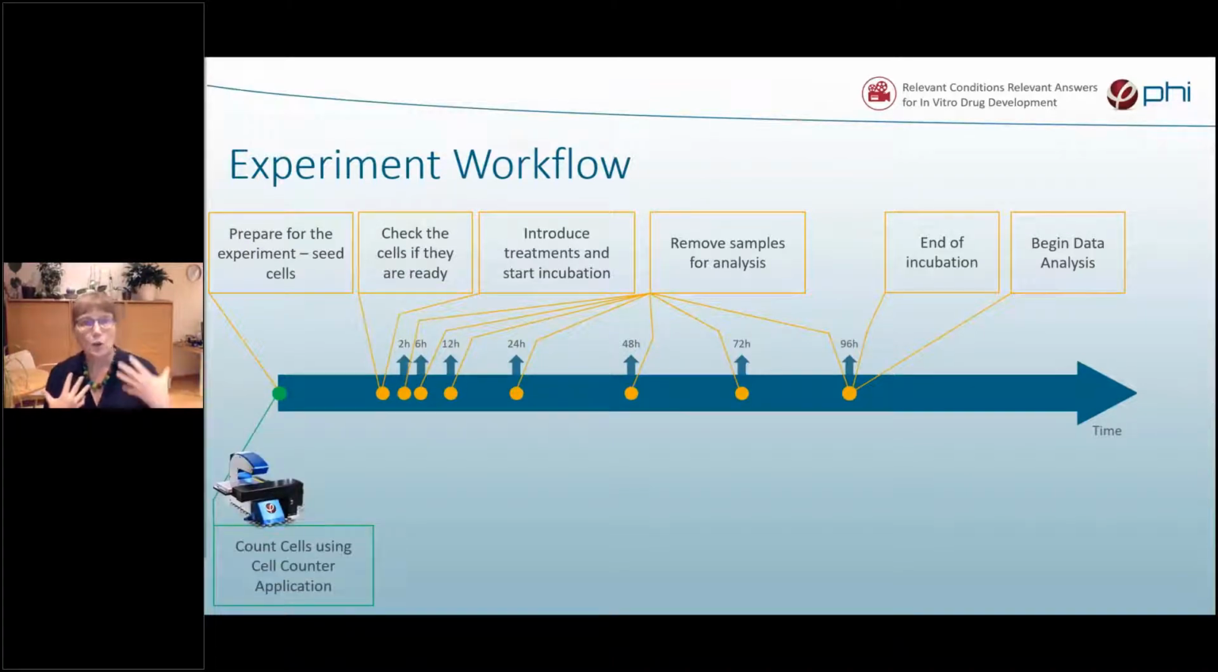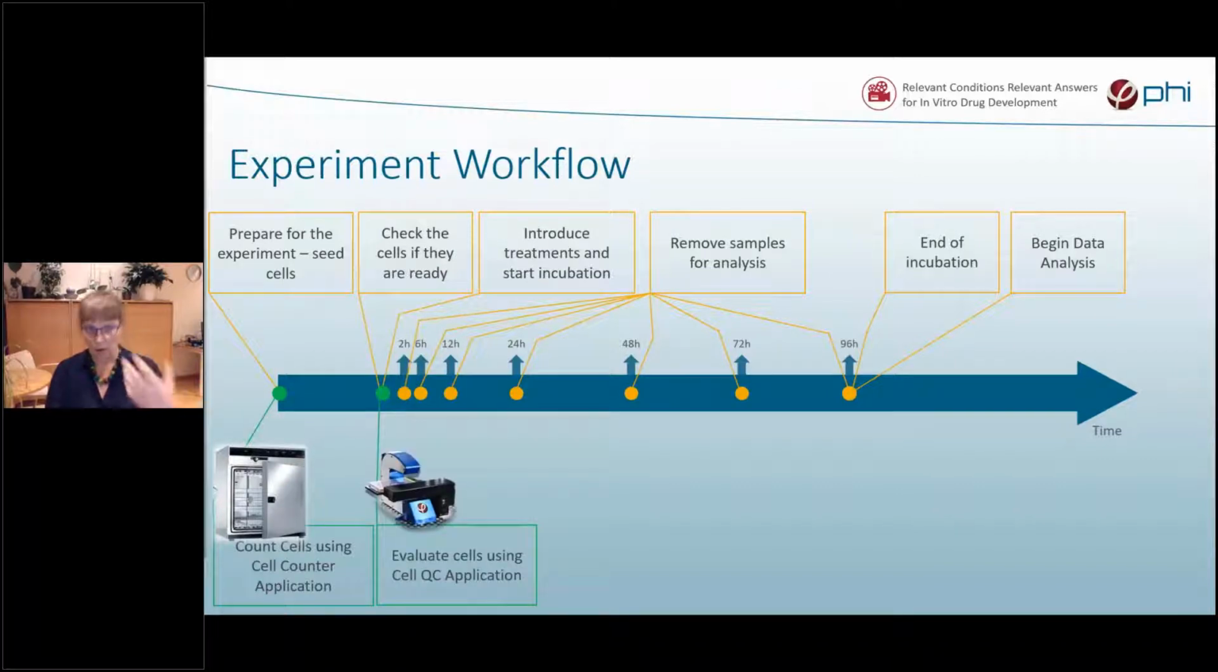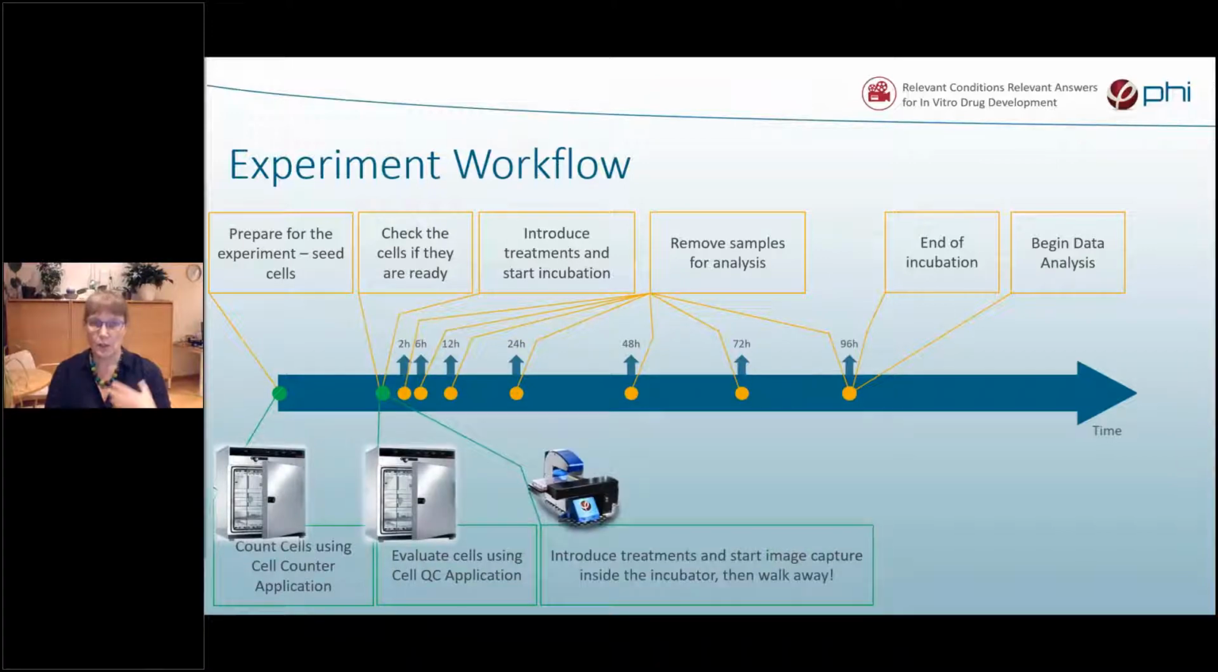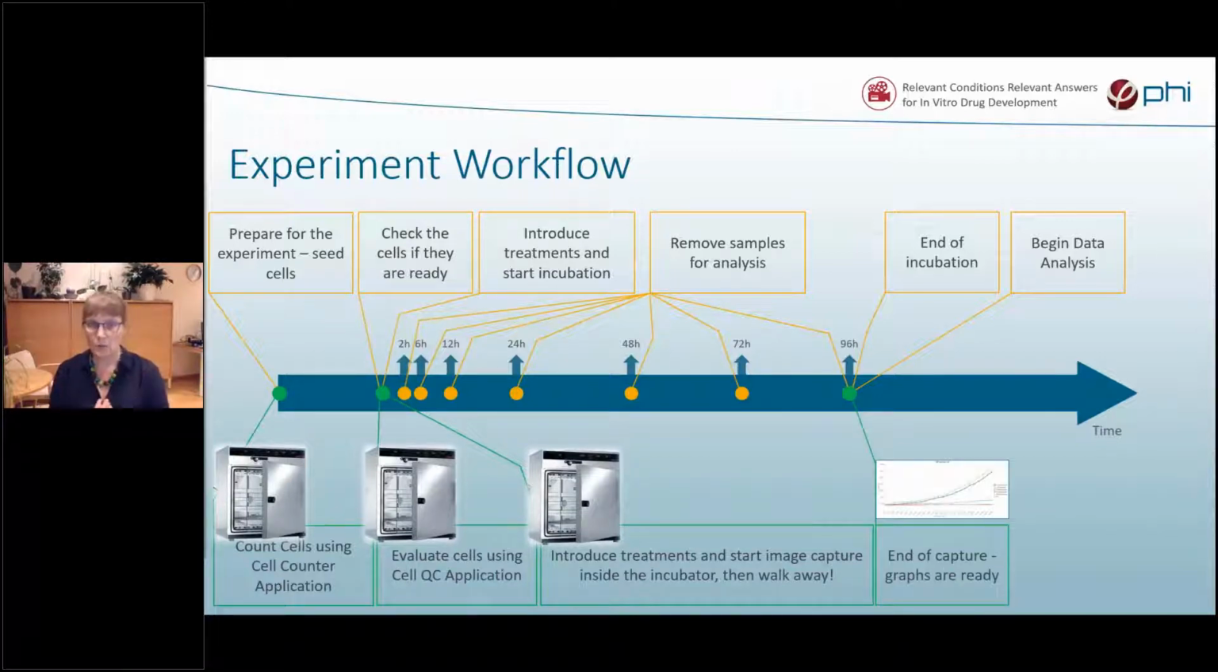So you count your cells using the HoloMonitor, and you can do that inside the incubator. For seeding, you need to take them out in trypsinizing, obviously. Then to check to see if cells are ready, you can use the HoloMonitor in the incubator. Then you need to add your treatments and start the image capture. And then inside the incubator, the entire experiment will run and you can just walk away. And at the end of your experiment, end of the incubation, you get your results as graphs ready to look at. You can already view during the experiment.